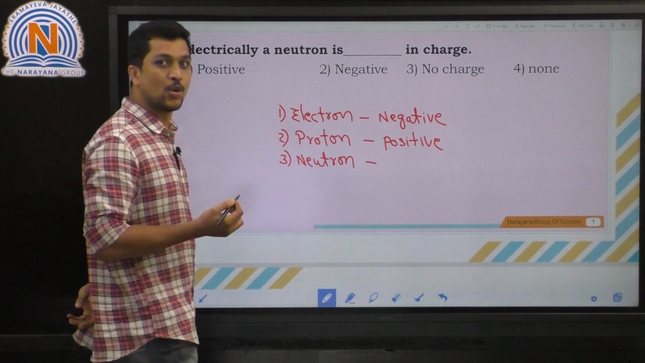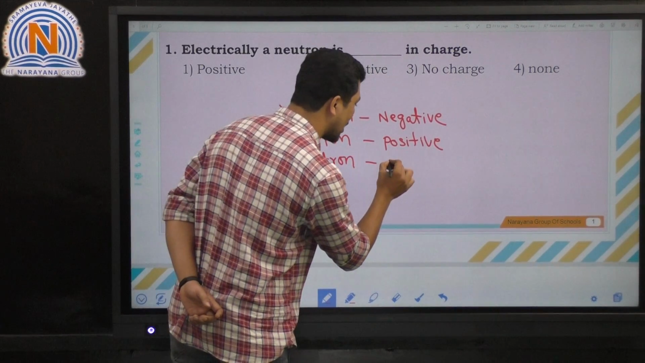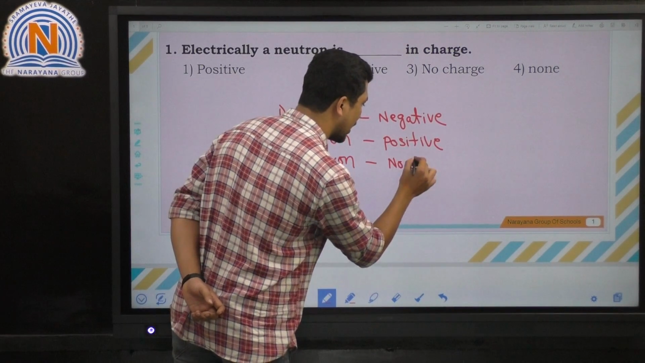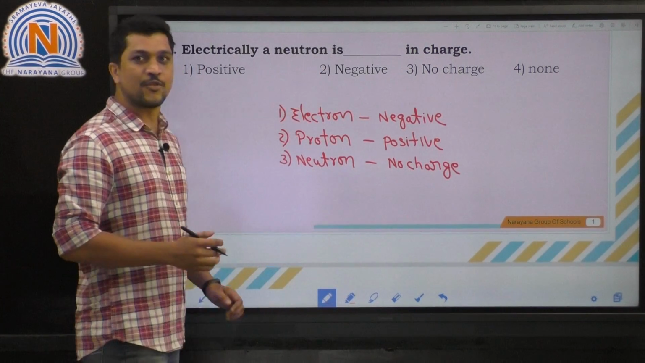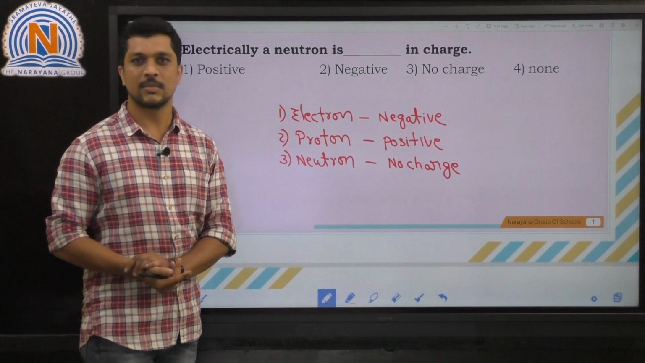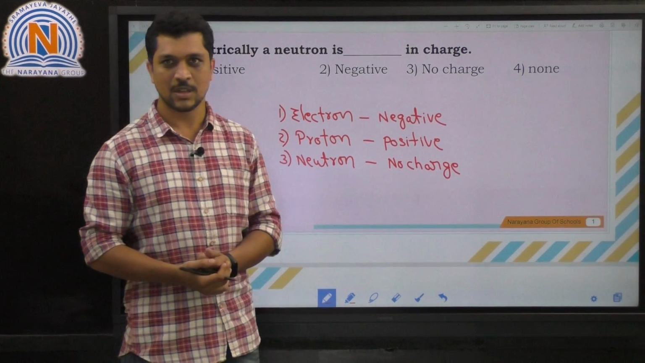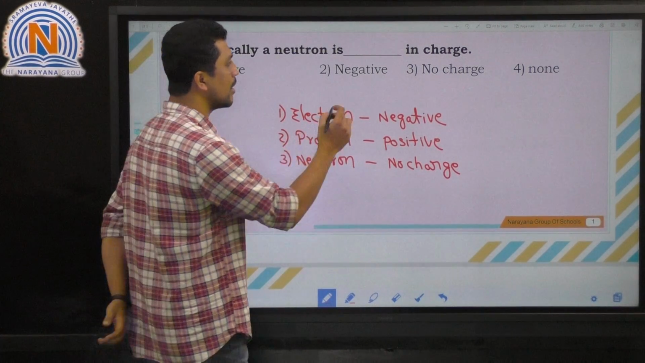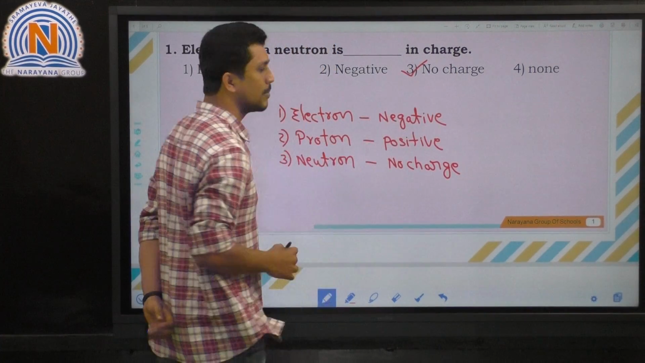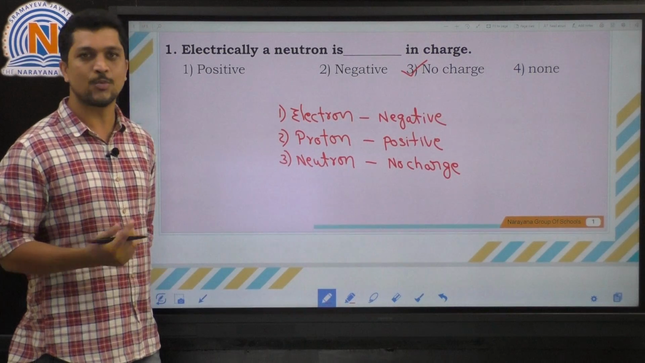which has no charge. That means it has neutral charge. No charge. So the charge of neutron is neutral. It does not contain any charge. So the correct option is no charge. That is third option. Clear? Let's move on to the next question.